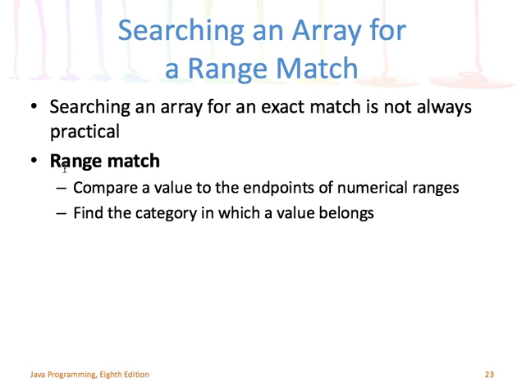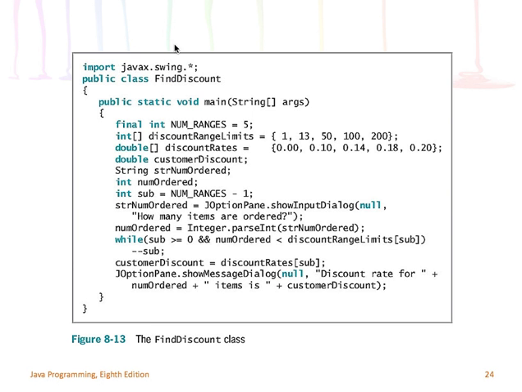Searching an array for a range match. Searching an array for an exact match is not always practical. A range match compares a value to the endpoints of numerical ranges, and finds a category in which a value belongs. And we'll talk about that in the lab work. We'll show you how it's done. Here's an example. It finds a discount. It has your main string, and it's this information here.